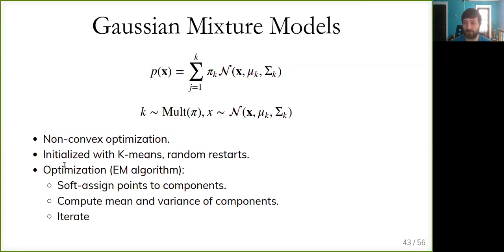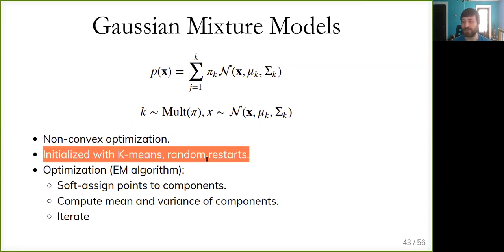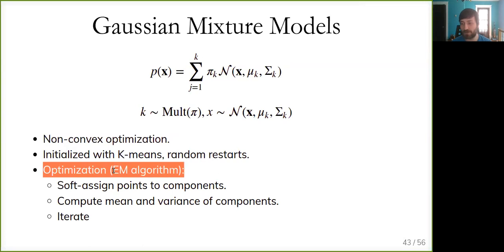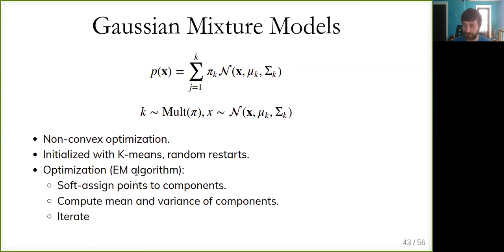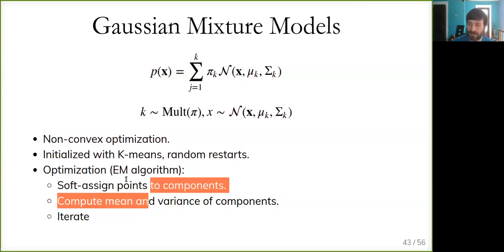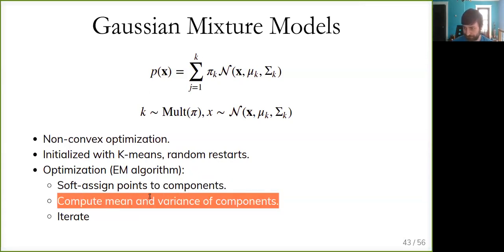Usually it's initialized with k-means with some random restarts, and then is optimized using a procedure that's quite similar to the k-means algorithm. It is known as the EM algorithm, which also iterates between two steps. I start here with the maximization step. This is the expectation step. EM stands for expectation maximization.